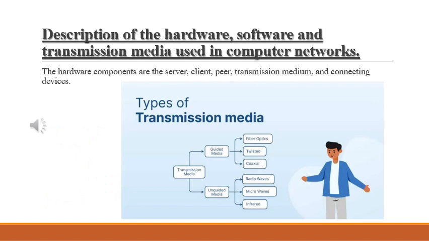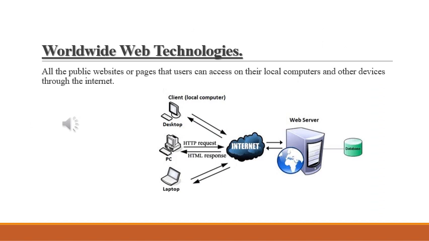The hardware, software, and transmission media used in computer networks. The hardware components are the server, client, peer, transmission media, and connecting devices. Web technologies. All the public websites or pages that users can access on their local computers and other devices through the internet are known as World Wide Web technologies.